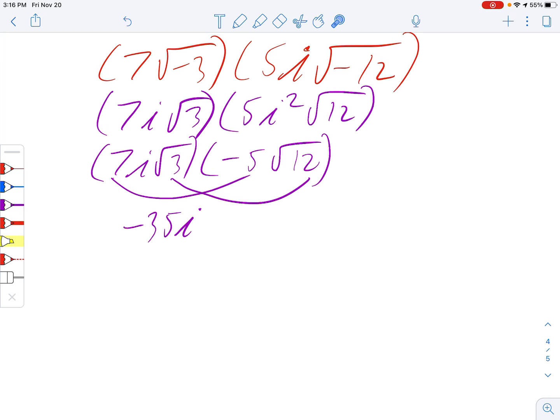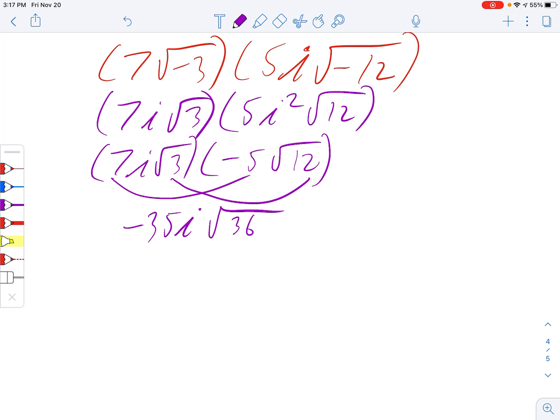Remember, we couldn't do that back here at the beginning because those were imaginary numbers. Multiplication with imaginary numbers doesn't behave the same way as real numbers. But now that we've turned those into real numbers, or we're only dealing with the real part, we can multiply those together. So rad 3 times rad 12 is rad 36.